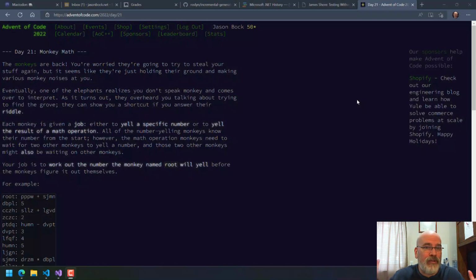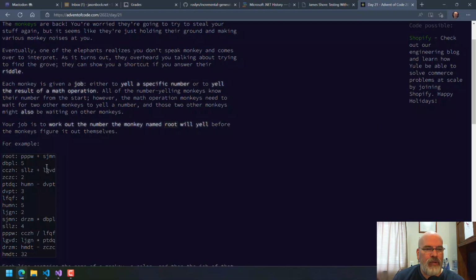Day 21 is math, especially symbolic math, where you're basically given a bunch of expressions like this, and you have to figure out the root answer. And some of these are constants, and some of these are using the variables for the constants. And so you basically had to do a bunch of expression evaluation to get to the root. The second part says that one variable, I think it's this one, human, is actually a variable. It's not a constant. And so now you have an expression that has an unknown variable.